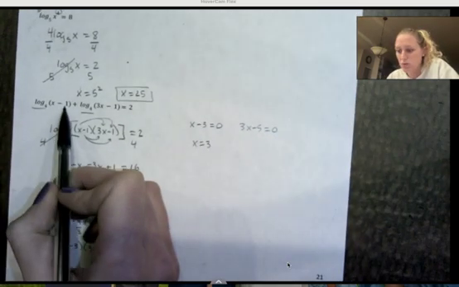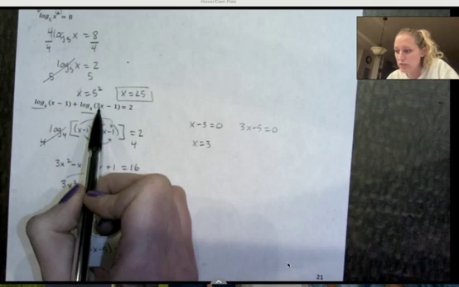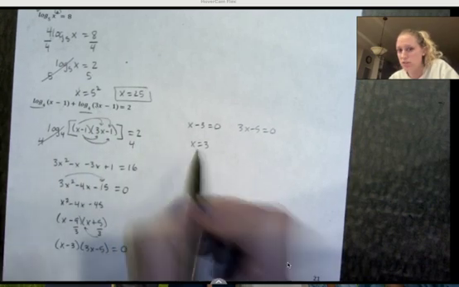So if I did 3 minus 1, I'm positive. 3 times 3, 9 minus 1, positive. So 3 is good. 3 is a workable solution.